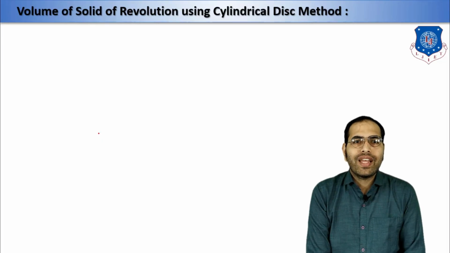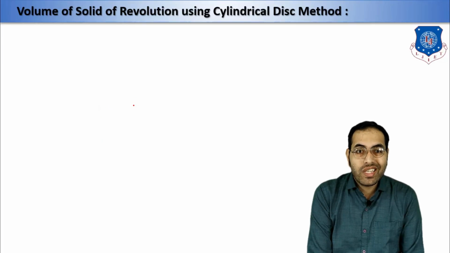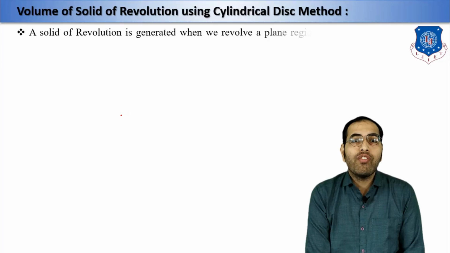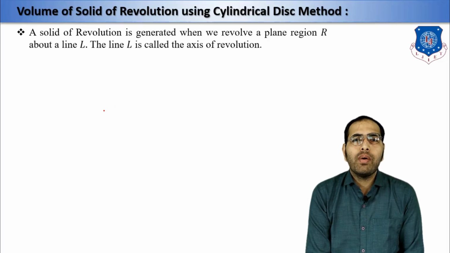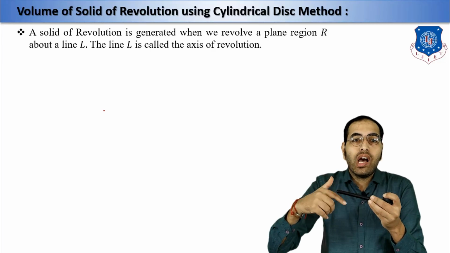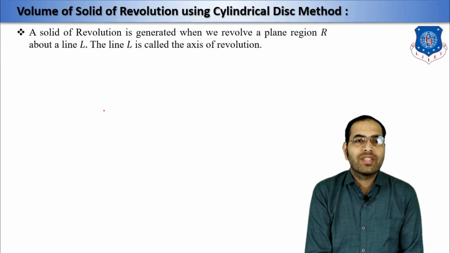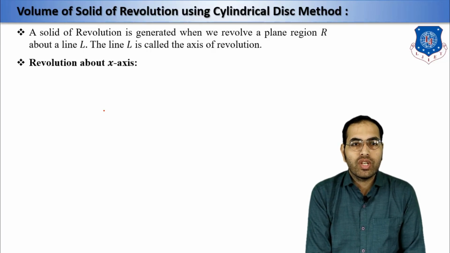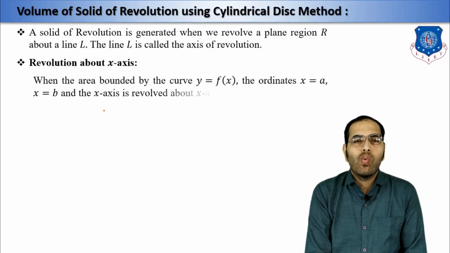Let's see next: the volume of a solid of revolution using the cylindrical disc method. A solid of revolution is generated when we revolve a plane region about a line, meaning about the x axis or about the y axis. Then the line L is called the axis of revolution. Here, basically, revolution is about the x-axis or about the y-axis.